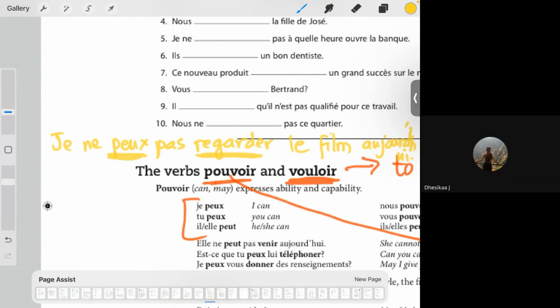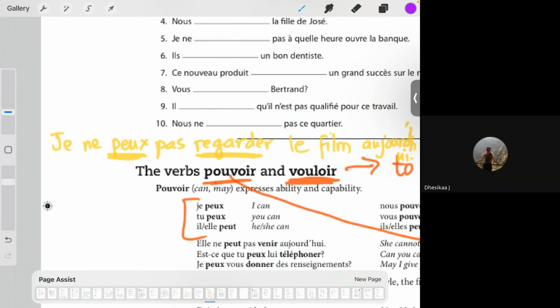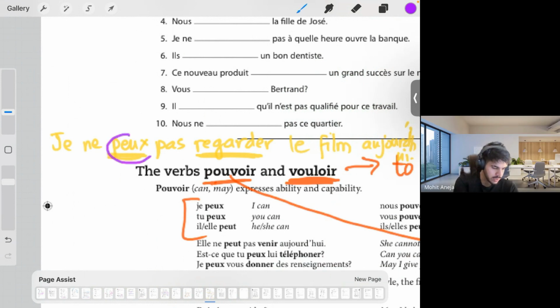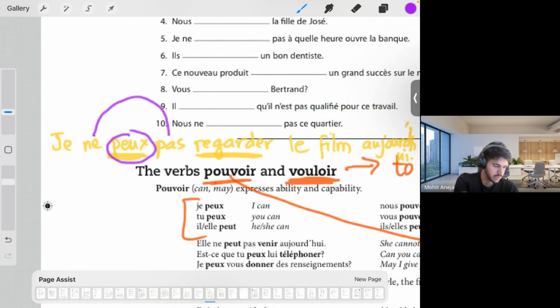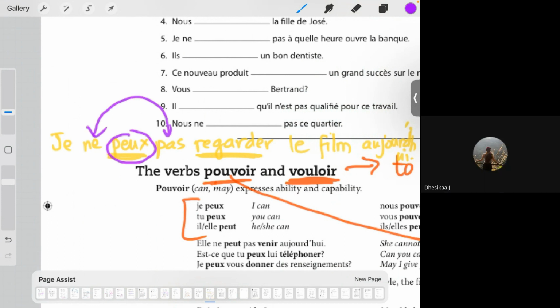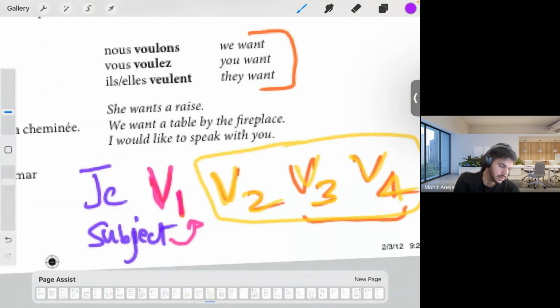Make sense? And you see, when I talked to you about negations, we discussed that the negation always wraps itself around the first verb. So you see the pouvoir here is the first word. What the negation does is wrap itself around it. Ne and pas. Make sense?